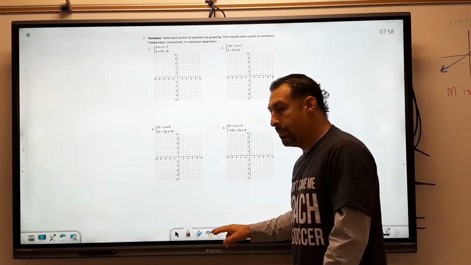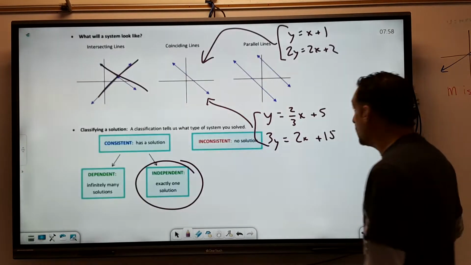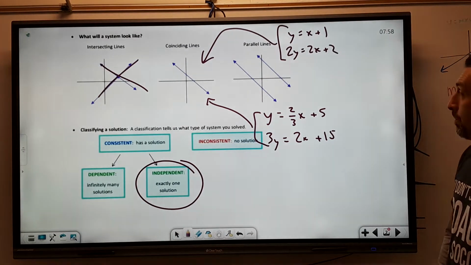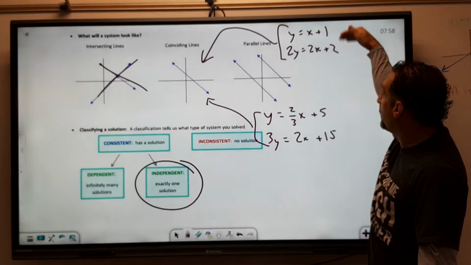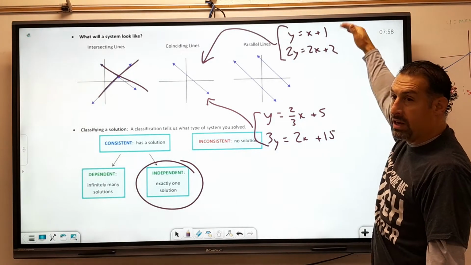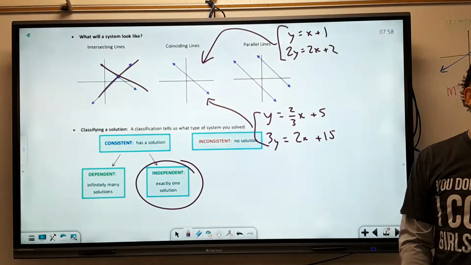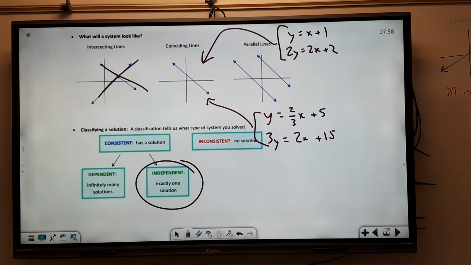All right, let's go ahead and jump into. Oh, do you need to see that some more? I basically just repeated what they were already saying. An example of coinciding would be if these lines are the same. See how this one is that one times 2? They end up being the same line, and you graph it twice, and that's when you get coinciding.